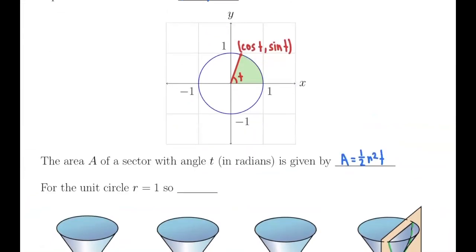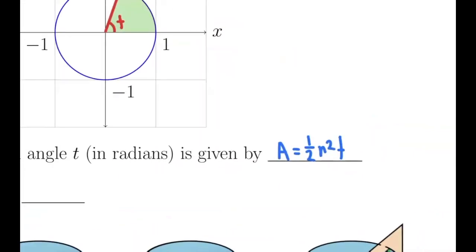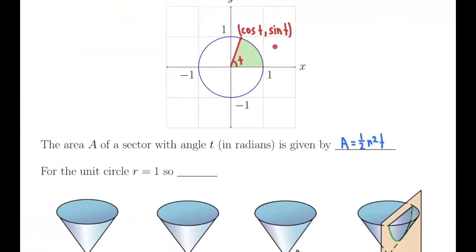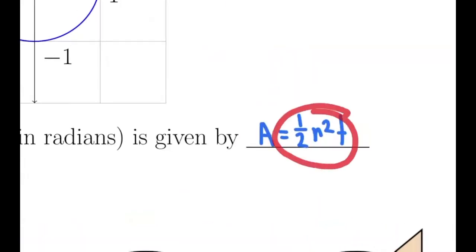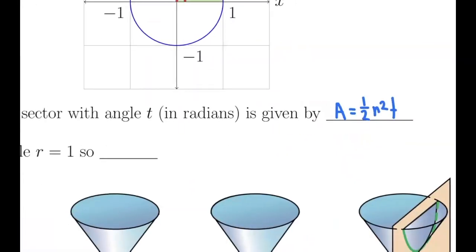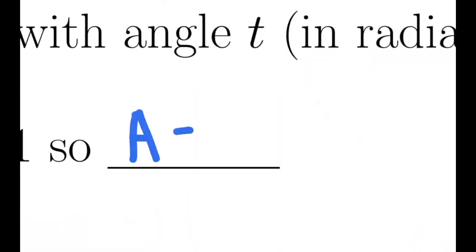Yeah, so the area A of the sector with angle t, and t is in radians, is given by A equals 1/2 r squared t. But this is the unit circle, so what does r equal? Uno. Yeah, you're right. So the radius of the unit circle is 1. So if I replace r with 1 here, you're just going to end up with t divided by 2. So A equals t divided by 2.